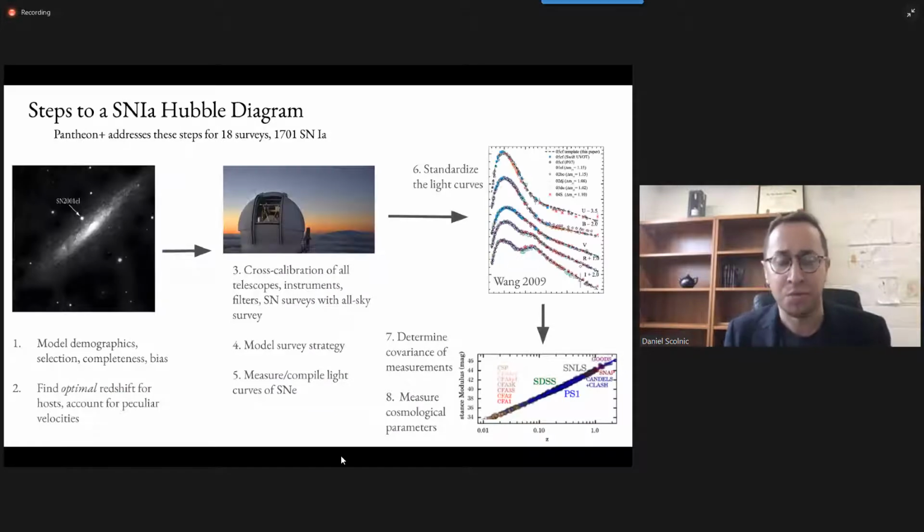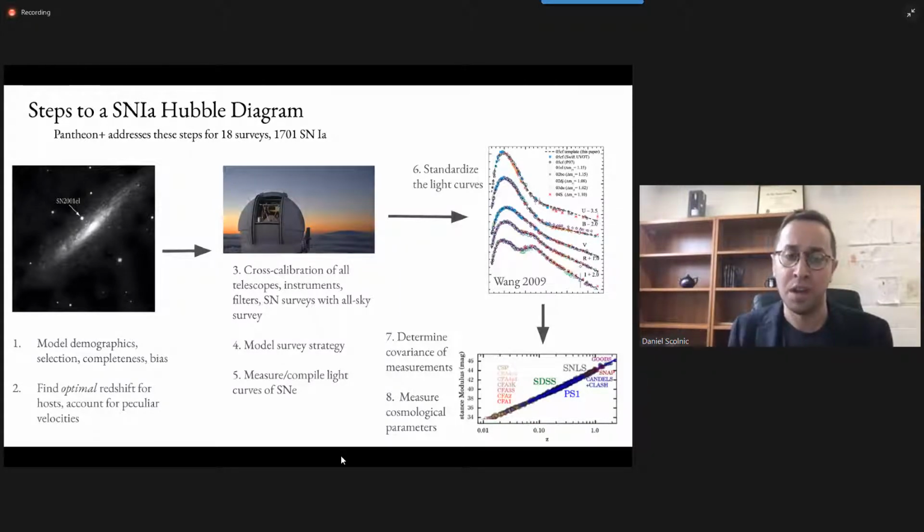Okay, now I just want to give a schematic of how we do this measurement with Pantheon Plus. A supernova goes off in a galaxy, and we have to model the demographics of the supernova properties, the selection, what we're discovering. Then on the x-axis of our Hubble diagrams, we have to care about the redshifts. We have to account for any peculiar velocities due to bulk flows in the nearby universe.